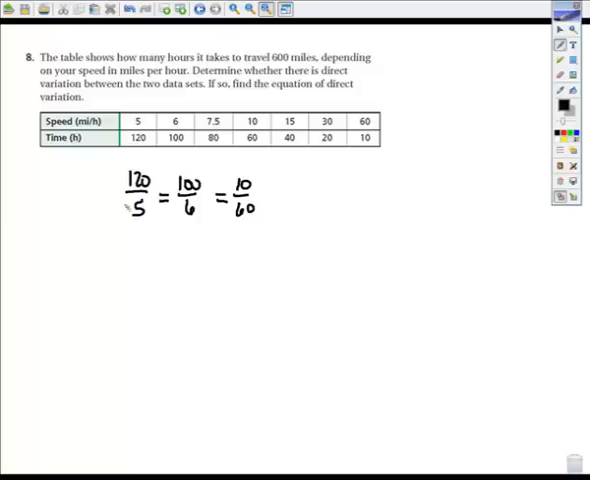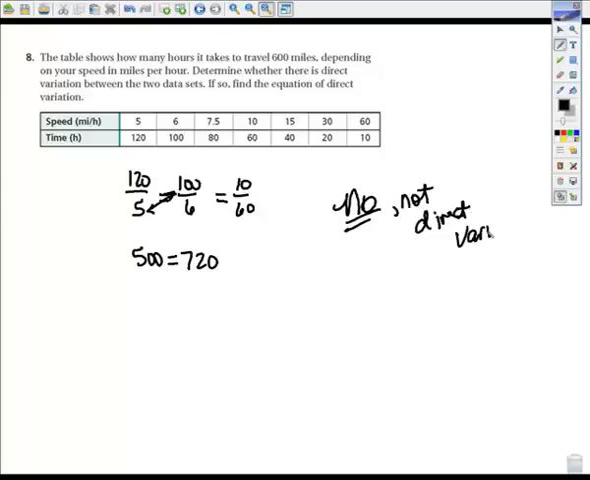So when I do my cross product here, I get 500 equals, and then we'll try it, 120 times 6 is 720. So the answer is no, not direct variation. And we don't have to find the equation because it's not direct variation, so we are done.